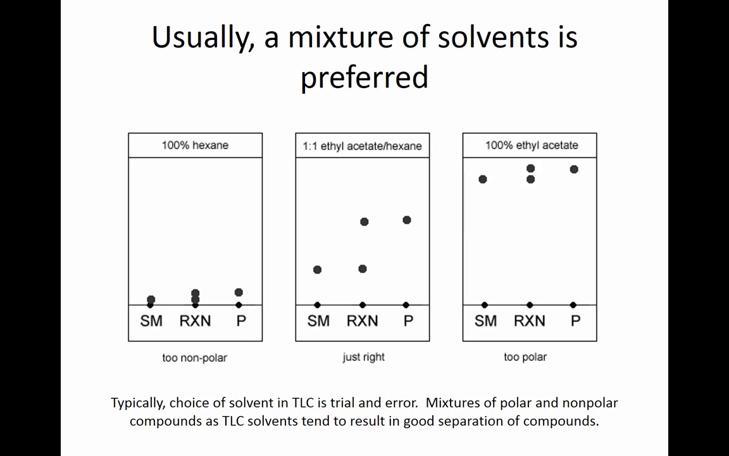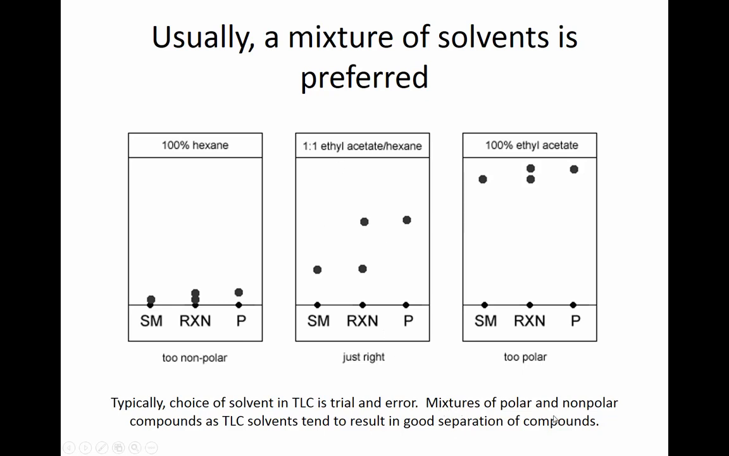Usually a mixture of solvents is preferred. We don't just use one solvent. And typically that choice of solvent in thin layer chromatography is trial and error. Or you look up a paper of someone who has done a similar separation long ago and use their solvent system and see how that works.